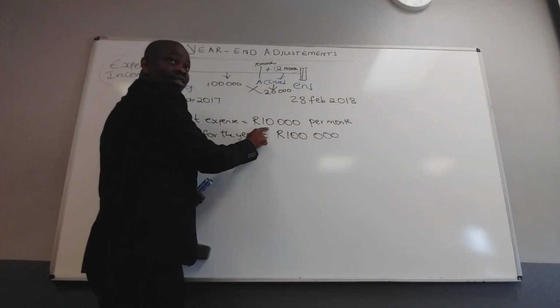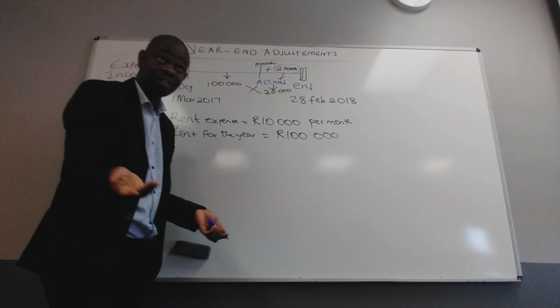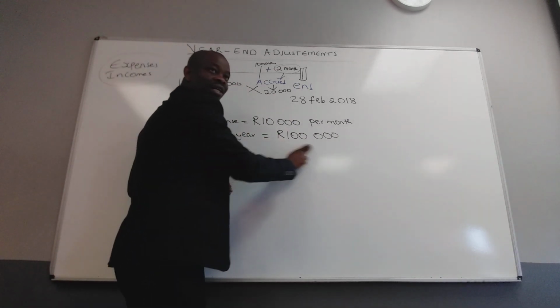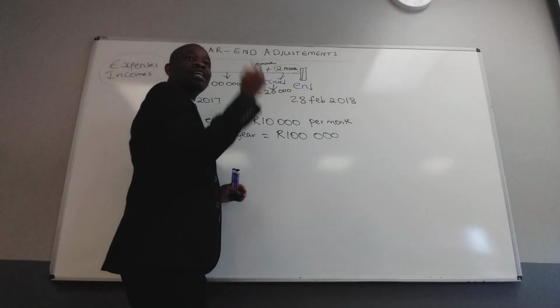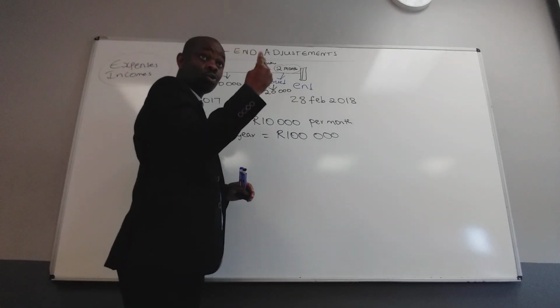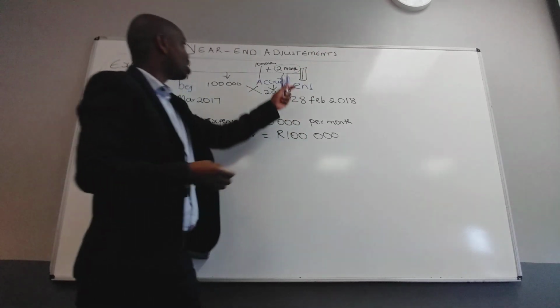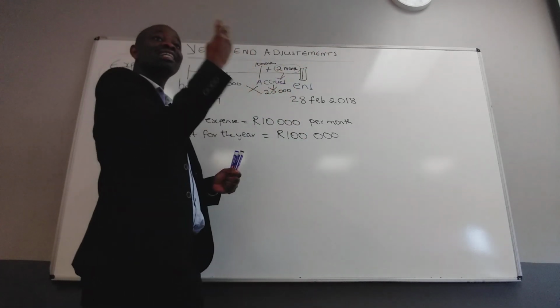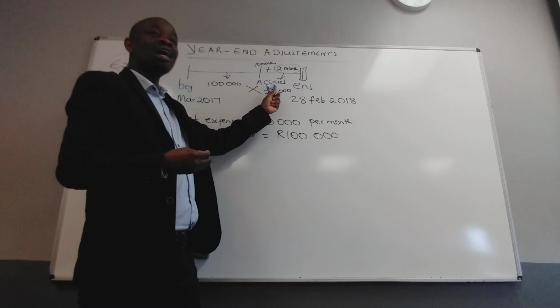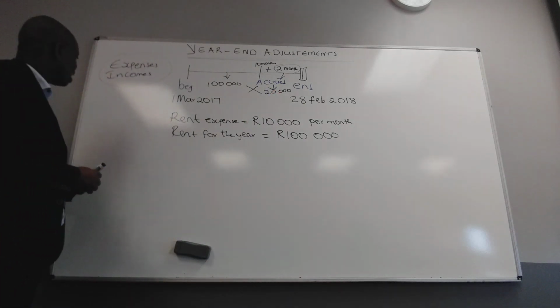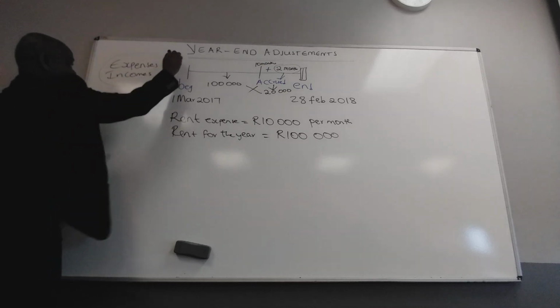Because 10,000 per month for 12 months is how much? 120,000. But we only paid how much? 100,000. We still have to pay 2 rent payments of 10,000 each. That's why we say 20,000, because the 2 months still to be paid are called what? Accrued expenses. Are we together? Yes, they are called accrued expenses.